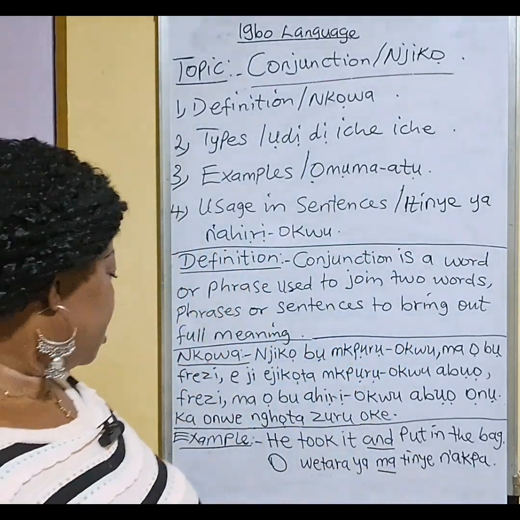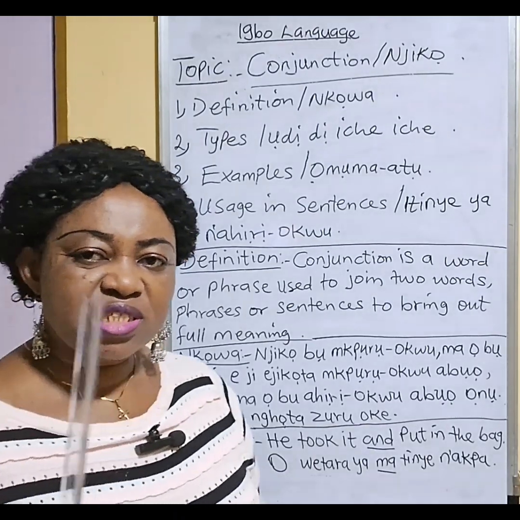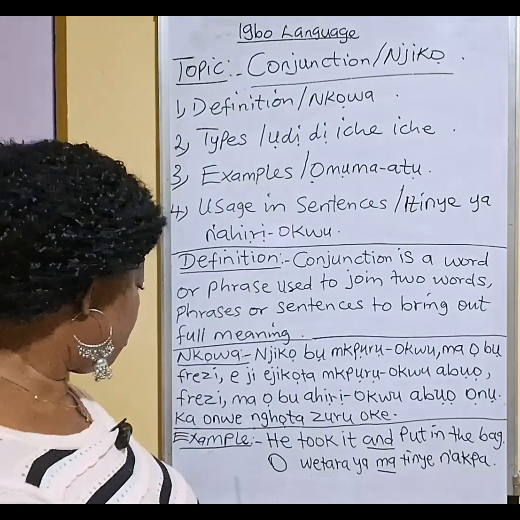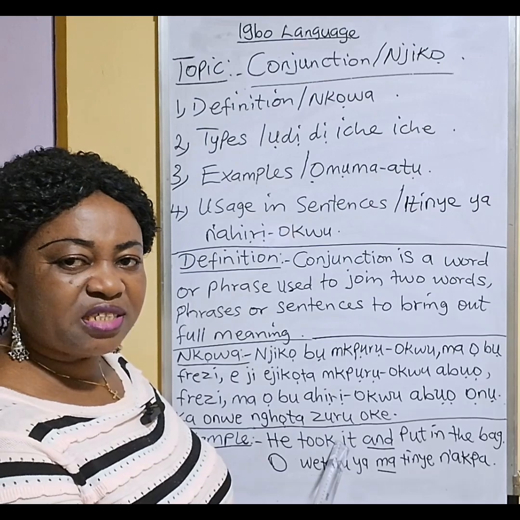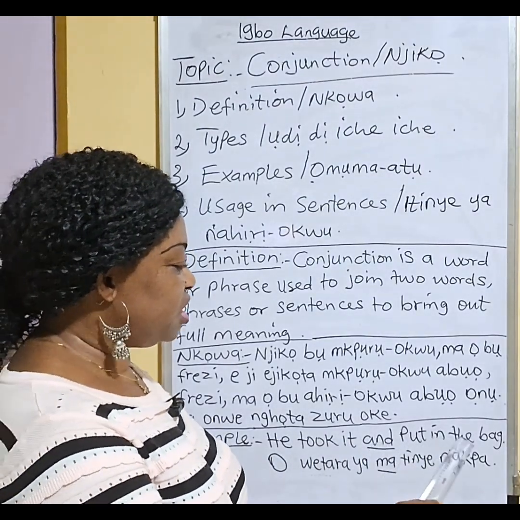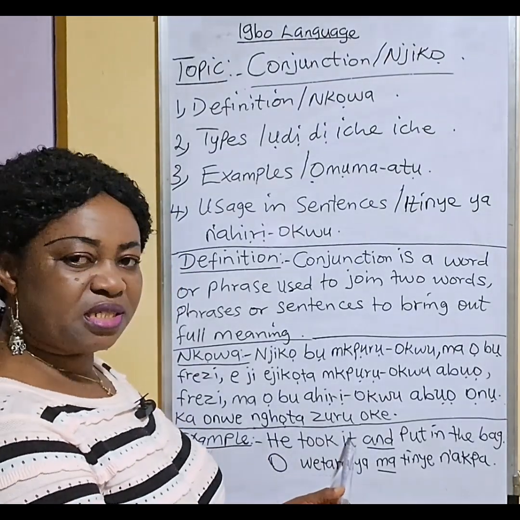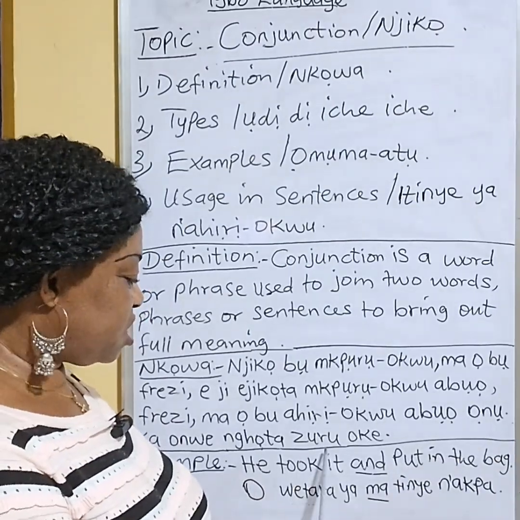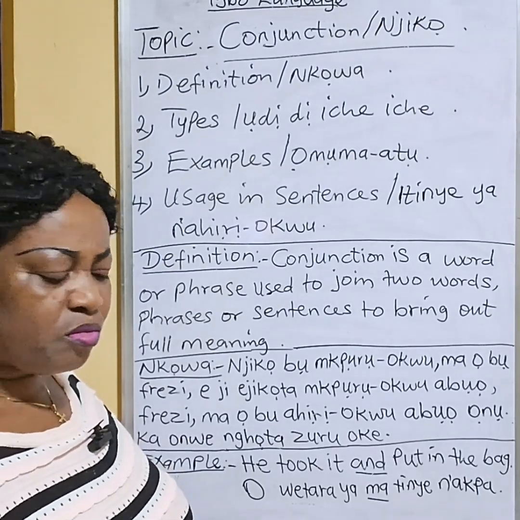Okay, let's see one example. Let us use it in a sentence to see the conjunction in action. Example: He took it. Say it, class. He took it and put in the bag. Have you seen it? He took it and put in the bag. He took it. Meaning, oh, wetere ya. It has meaning.